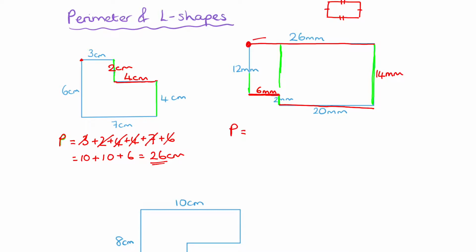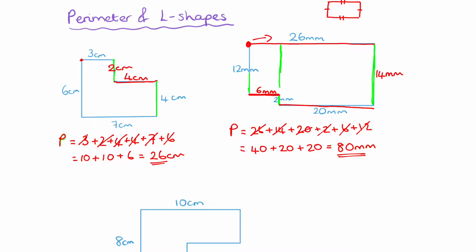So to find the perimeter, we've now got all the lengths. If we start here and go that way, then we've got 26, add 14, add 20, add 2, add 6, add 12. So again, I'm going to do my adding up little bits before we do the rest of it. Okay, so 26 and 14 make 40 altogether. Then 12 and 6 makes 18, so another 2 makes 20, and then we've got another 20. So altogether we've got 80mm.